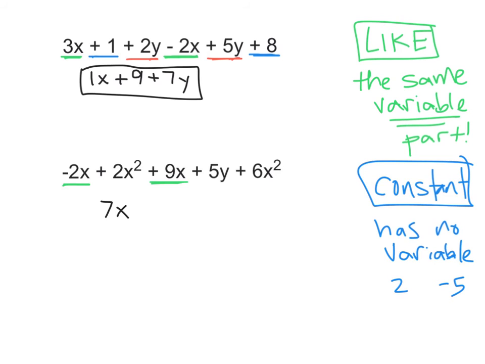And then we've got a positive 2x squared, and we do in fact have another x squared variable part over here. So we have 2x squared, positive, and a 6x squared, that's positive. So together that makes 8x squared, and you just leave the x squared. You don't make it x to the 4th or anything like that, just leave it as an x squared term. And lastly, we have yet another part. We have a 5y right here, and there is nothing to combine it with, so we just add 5y.